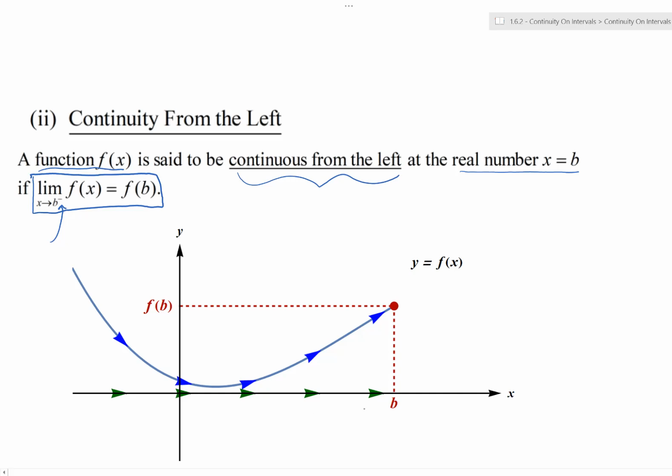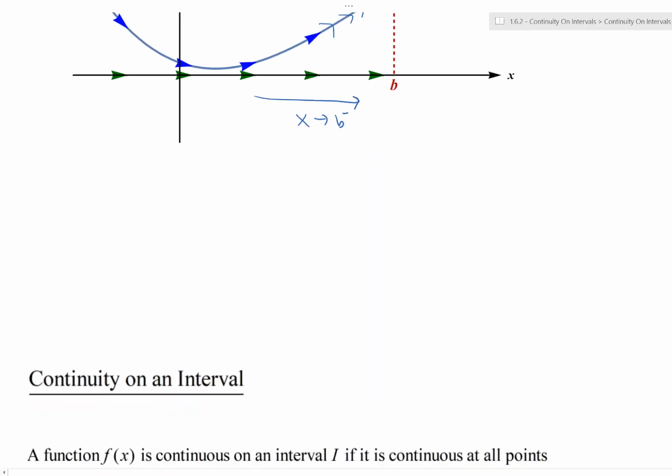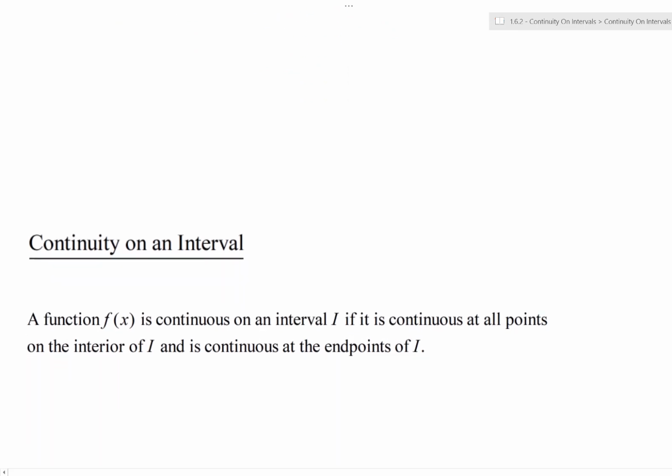So all we're seeing here in the graph is, if I approach x equals b from the left, what's the function doing? It is approaching its output value, f of b. And in that case, the function would be continuous from the left at the real number x equals b. So that allows us to talk about continuity over intervals now.